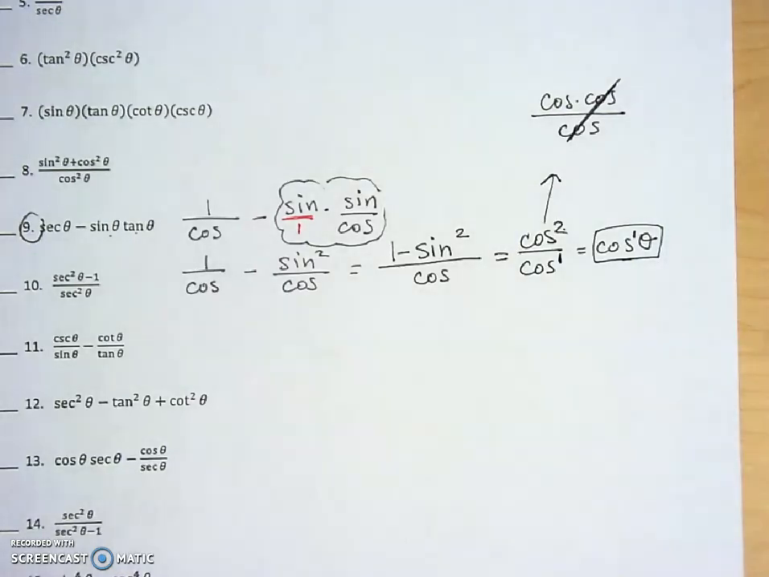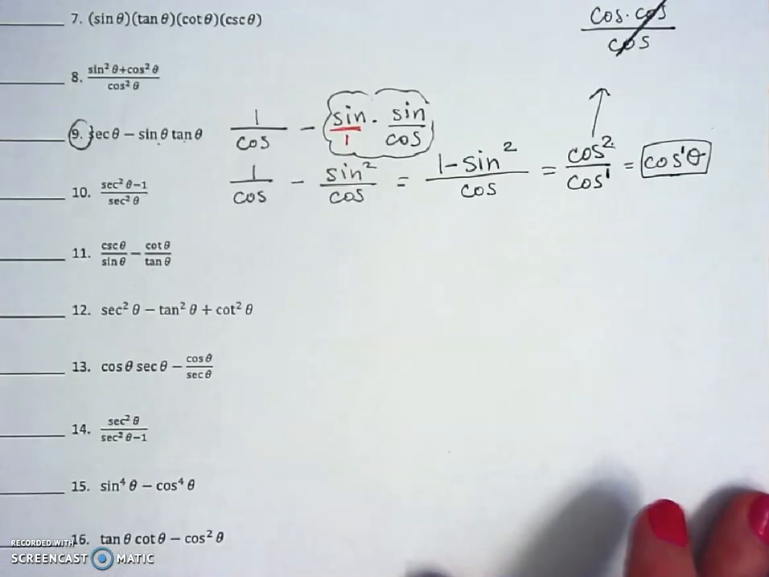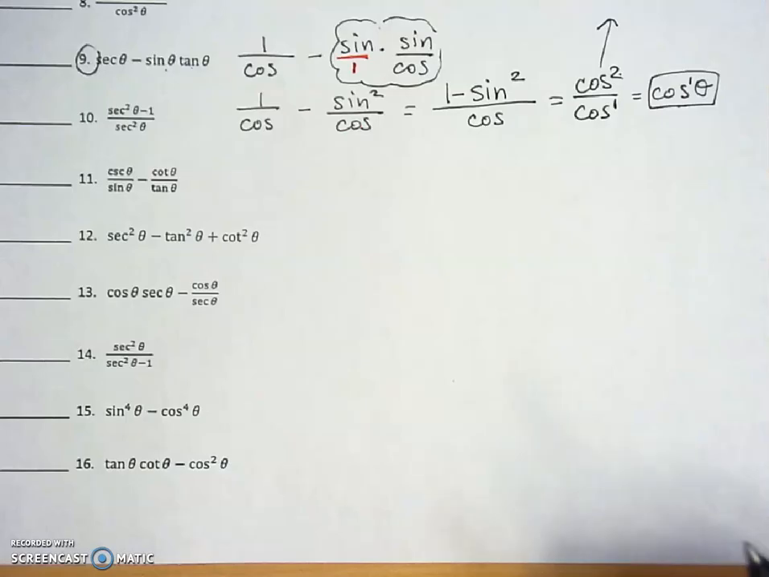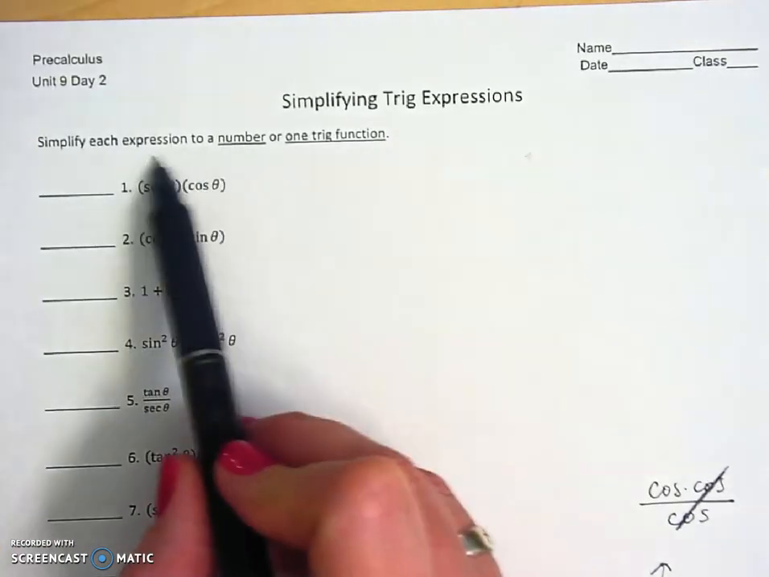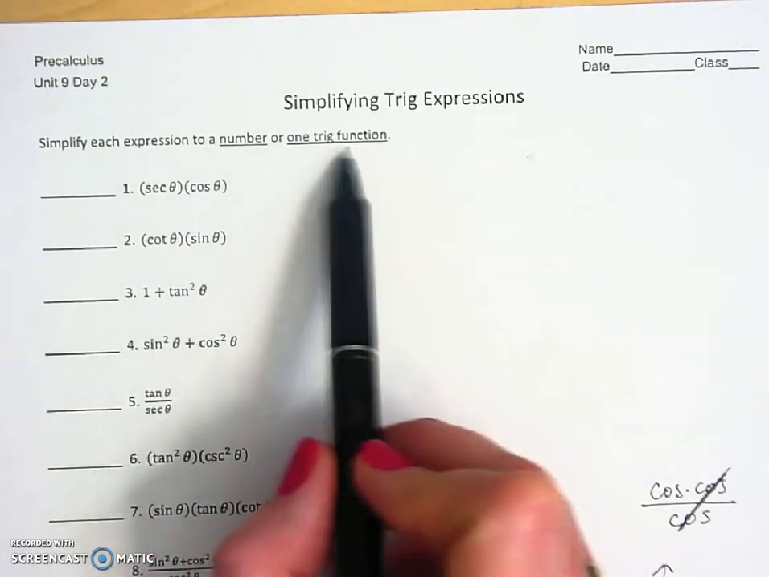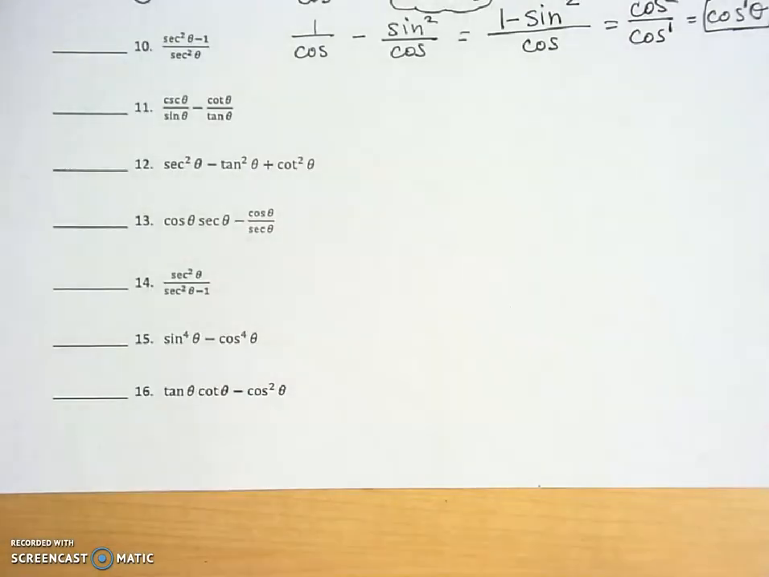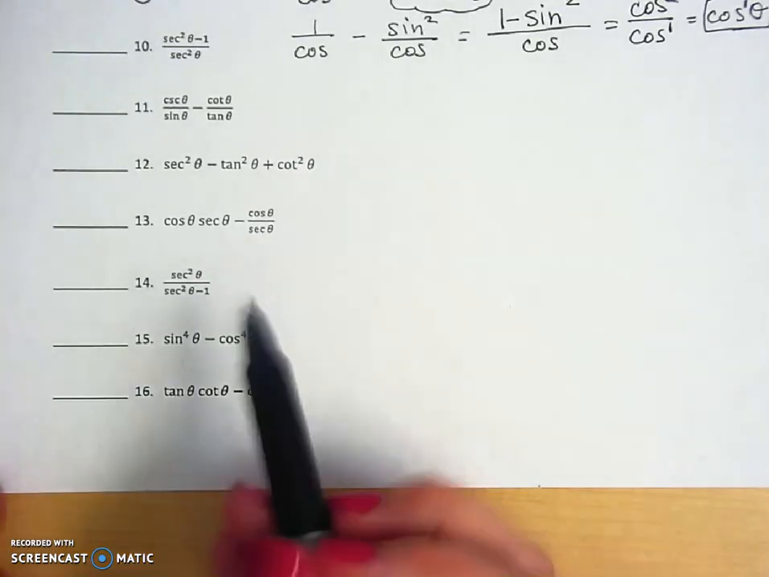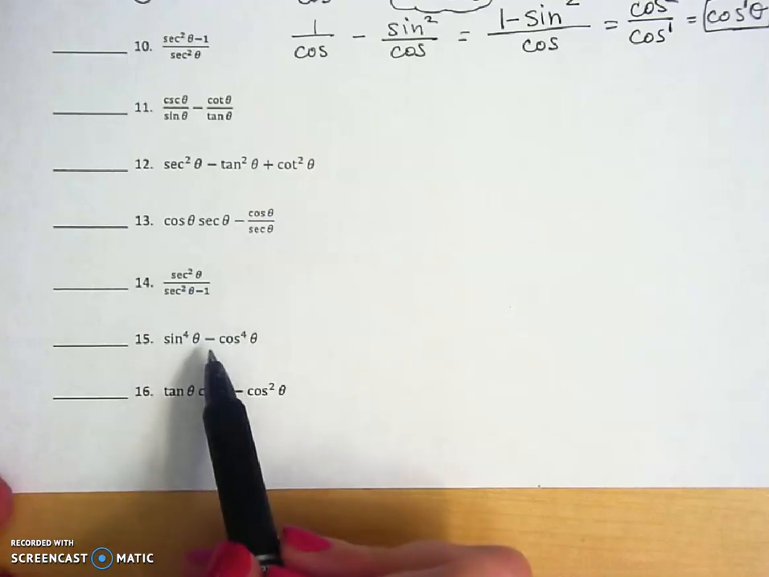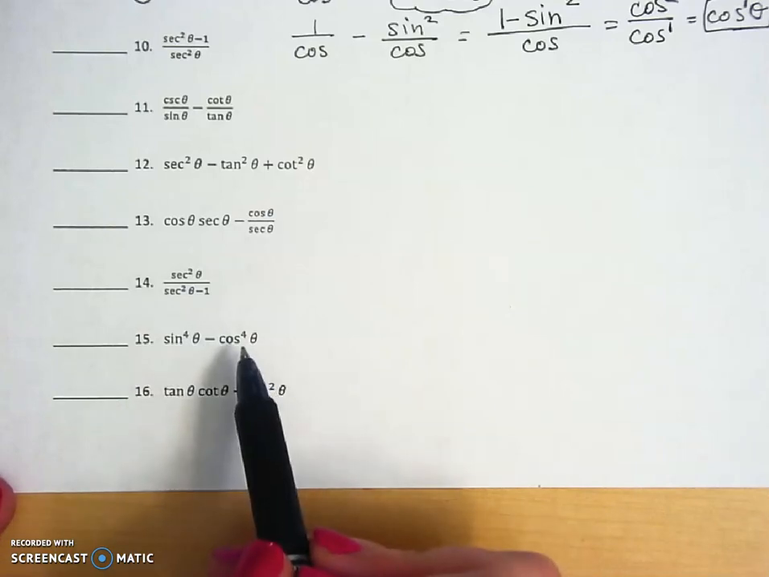All right, next I want to look at 15. Now 15, the directions to the whole worksheet say simplify each expression to a number or one trig function. I haven't been able to figure out how to do that on 15. There are some additional properties that we can use to do that, but we haven't learned them yet. So 15 is an outlier in that I can only get this down to 2 terms, but I want us to talk about it anyway.